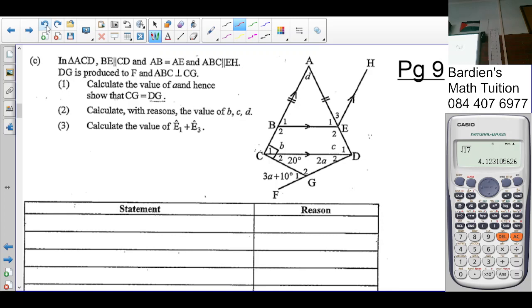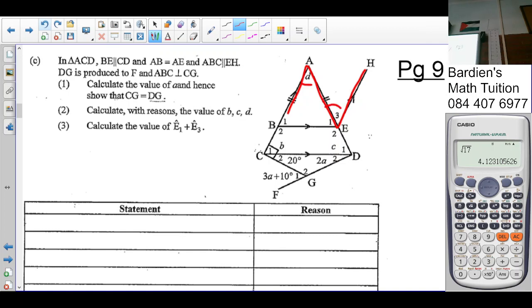Then we are told that AB is equal to AE. If that is the case, what do we know? B1 is equal to E1. Why? Angles opposite equal sides. Then we are told that ABC is parallel to EH. So there's your alternate angle that you guys are talking about. So that angle is equal to that angle.